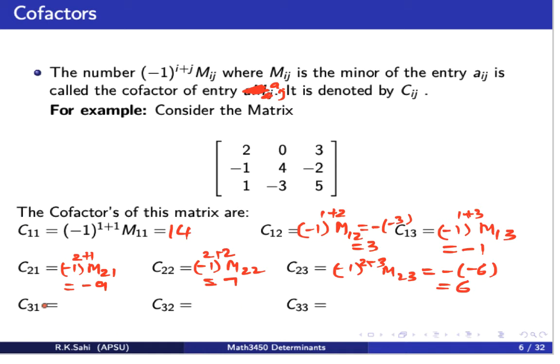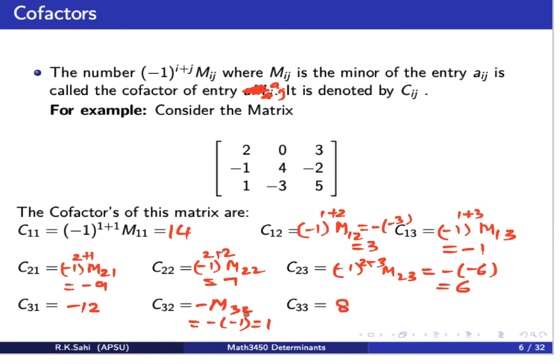So following the same manner, your C31, guys, is going to be minus 1 to the 3 plus 1, which is 4, and minus 1 to the 4 is a positive number, so C31 is the same as M31. Whereas C32, you will have a minus, guys, in the front. And what is M32? M32 is a minus 1, so minus of a minus 1 is a 1. So C33 is the same as M33, the answer is an 8.